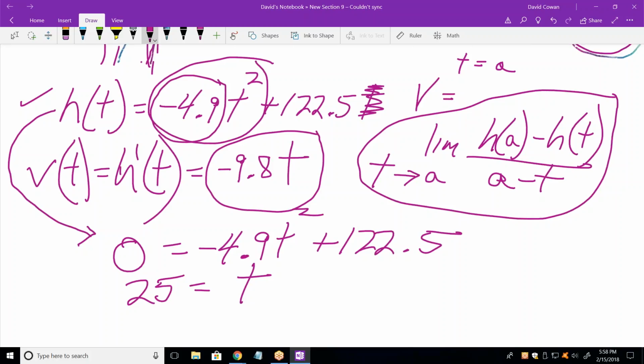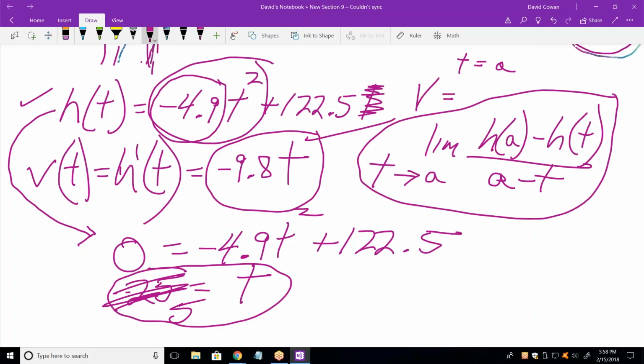Oh, I forgot to take the square root, so the time it takes to hit the ground is actually 5, not 25. So here's the velocity function. What's the velocity when it hits the ground? Okay, the velocity, would that just be negative 9.8 times 5 then? Which is what? Minus 49.0 meters per second.